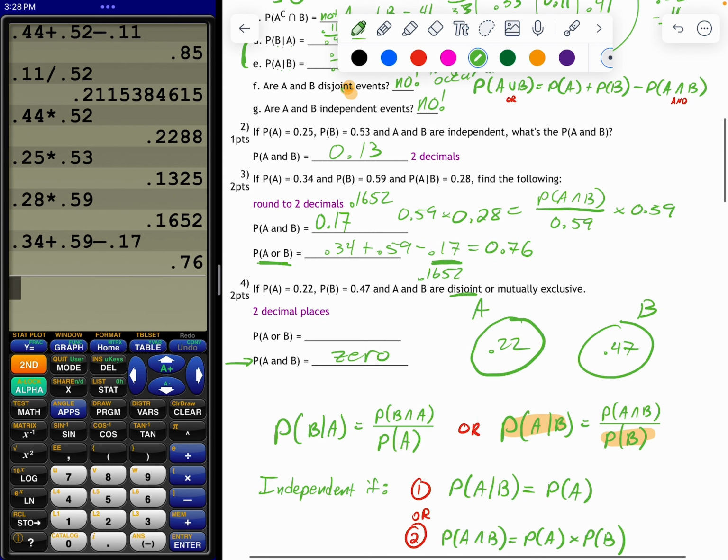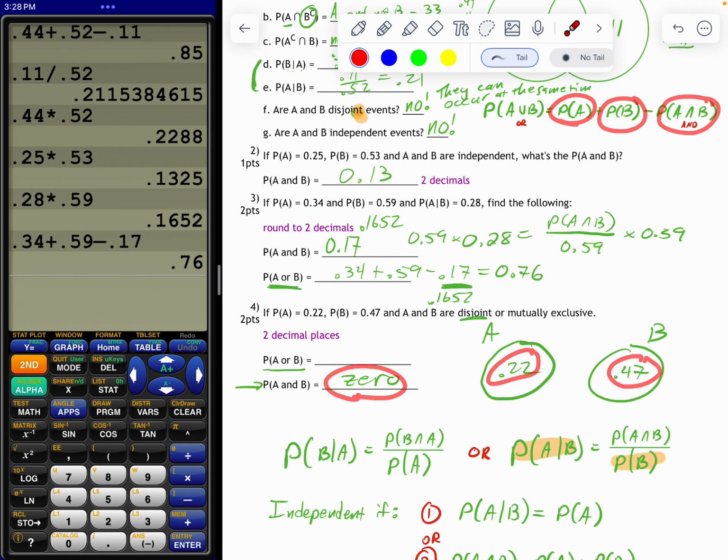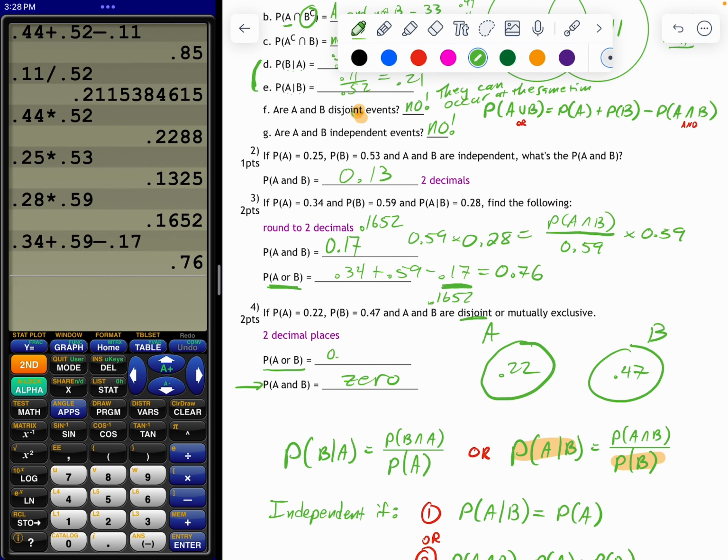So now if I say, what's the probability that A or B happens? Back to this formula again, right? A or B happens. Probability of A is 22%. Probability of B is 47%. And the probability that they both happen is 0. So it's really simply 22 plus 47. So 69% of the time. Boom.